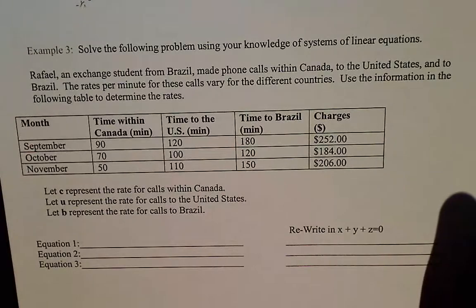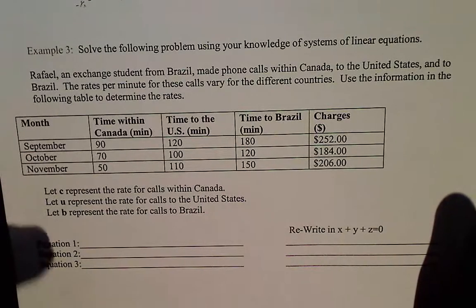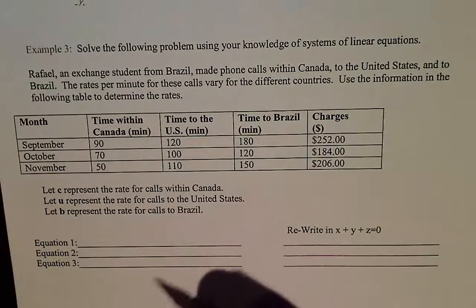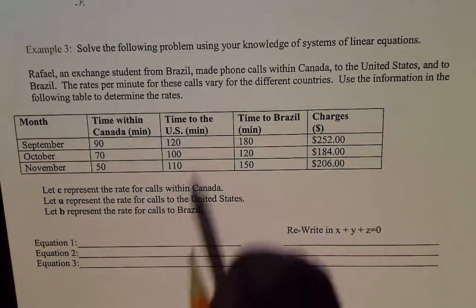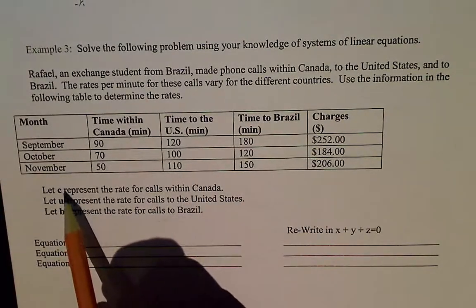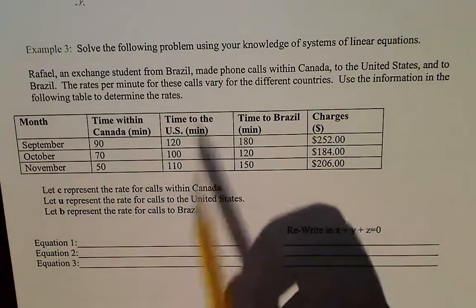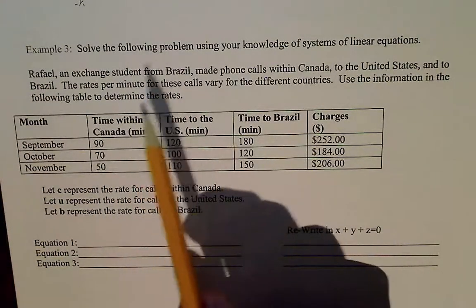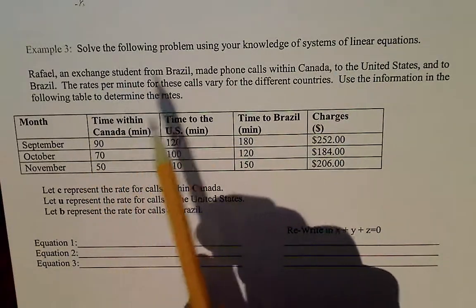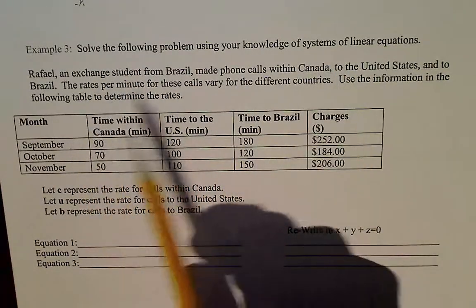Tables are actually a little bit easier to work with, because a lot of times tables are already set up for you. You just have to know how to rewrite it. So in this case here, C is Canada, U is for United States, and B is for Brazil. I'm going to read it real fast, make sure I'm not going to miss anything.